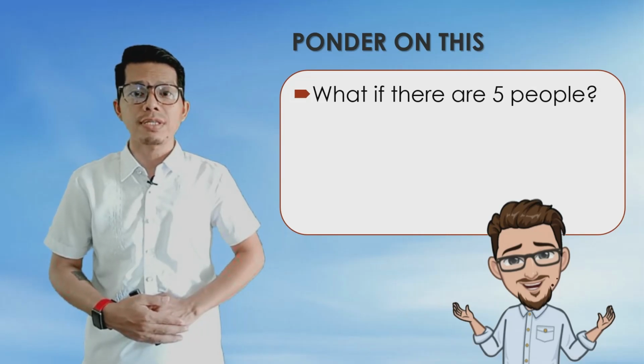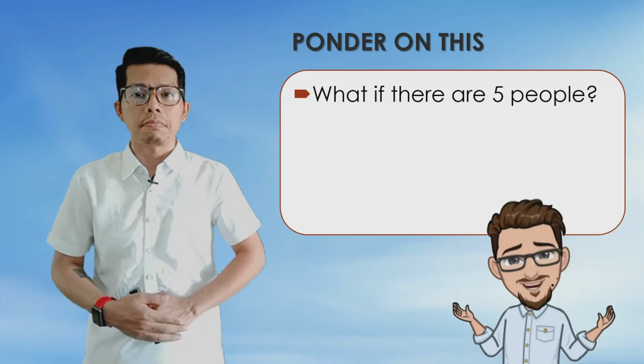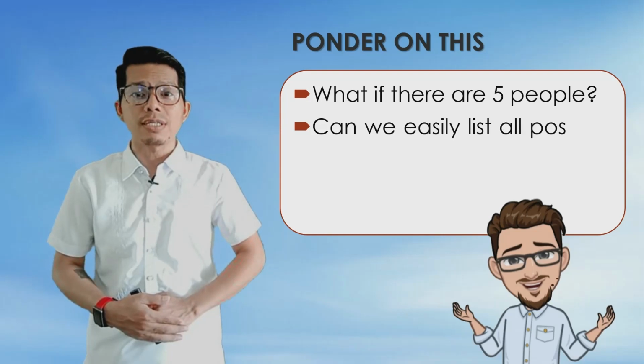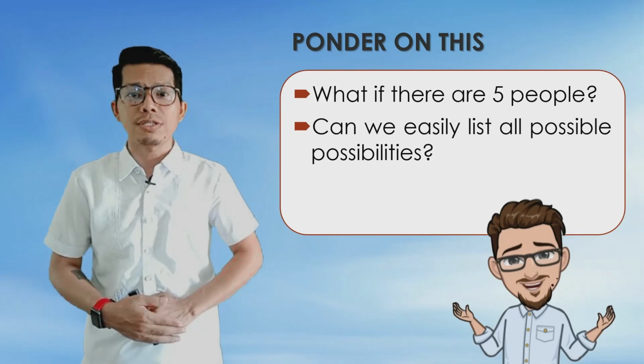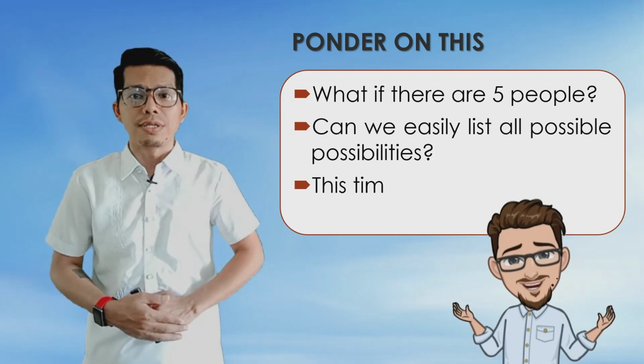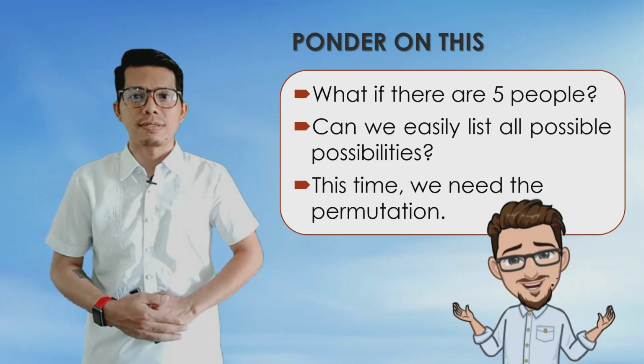In our previous example or problem, there are only 3 people. It's easy for us to list all possible arrangements. But if there are already 5 people, can we easily list all possible arrangements or possibilities? It's very tasking to list all possible arrangements. So in this situation, we need the permutations. But what is a permutation?